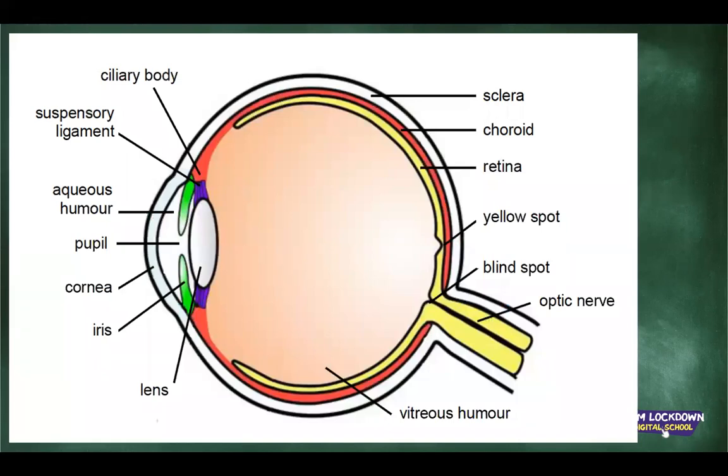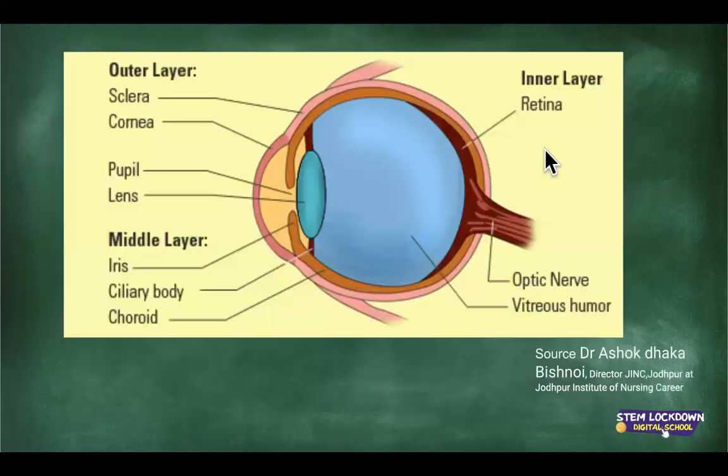These are the structures of the eye. It's easier to study it if you know that the eye is divided into 3 layers: the outside layer, the inside layer, and a middle layer. So we will look at each layer separately when we do the anatomy. So the outer layer is made up of the sclera, the cornea, the pupil, and the lens. The middle layer has got the iris, the ciliary body, and the choroid. You also have the inner layer, the retina, the optic nerve, and the vitreous humor. We will look at the outer layer first.